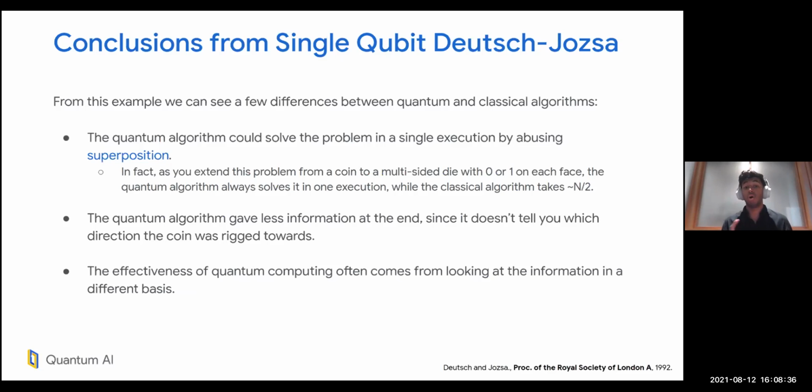And the quantum algorithm always will solve it in a single execution by essentially extending the argument I made to a large system. However, the classical algorithm always will take n over 2 looks. Essentially, the only way to guarantee you know the answer, if you are given a 50-sided die, is to ask for 25 different sides, 26 different sides, and see if they agree. Obviously, if you get a disagreement early, you know they don't. But the correct way to do it is you need to ask at least 26 questions to guarantee an answer.